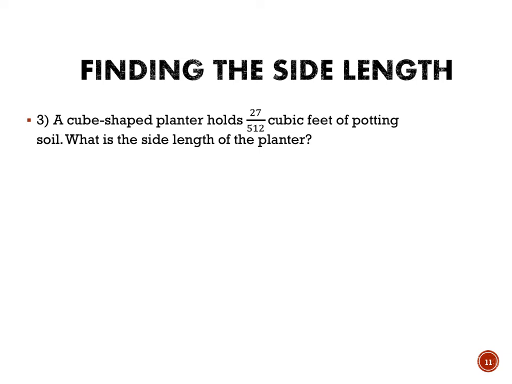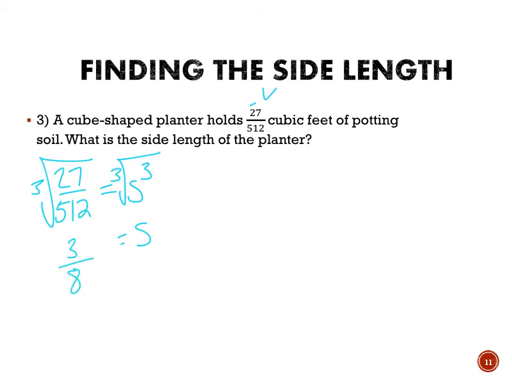A cube-shaped planter holds 27 over 512 cubic feet of potting soil. What is the side length of the planter? So we know that this is going to be my volume. So 27 over 512 equals S cubed, because the volume is length times width times height. So I'm going to take the cube root of both sides. S cubed becomes S, and the cube root of 27 over 512 gives me 3 over 8. So the side length is 3/8.